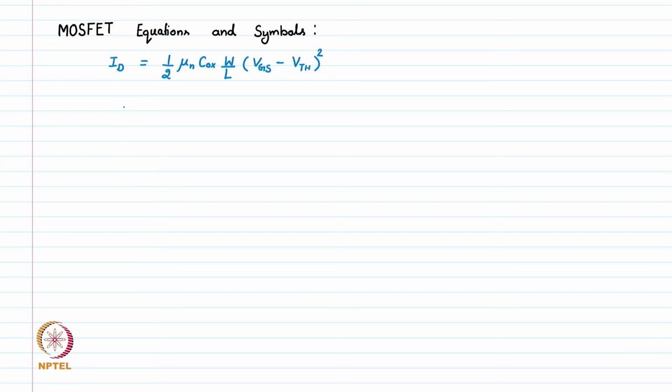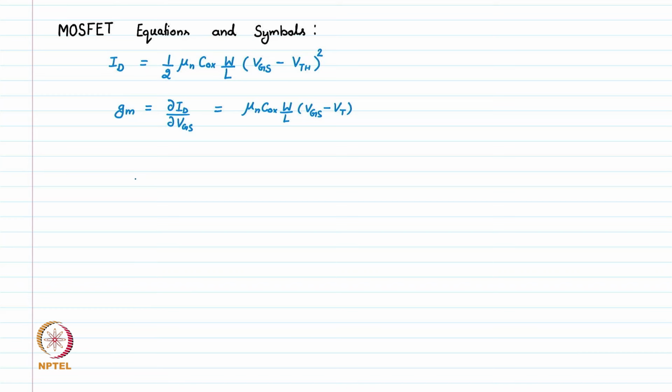From this we are many times interested in calculating the gm, which is called the transconductance of the MOSFET. This is nothing but del ID over del VGS. We just differentiate the above equation with respect to VGS and it comes out to be mu n C ox W by L times (VGS minus VT). And there are other expressions as well for this MOSFET equation.